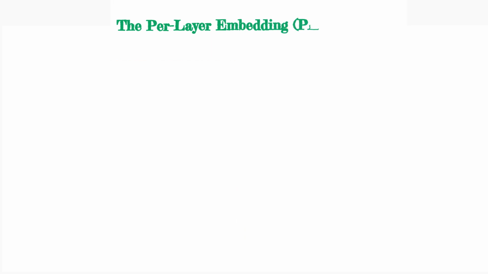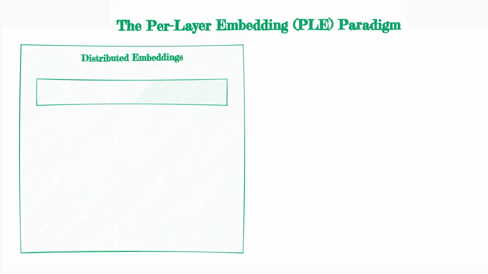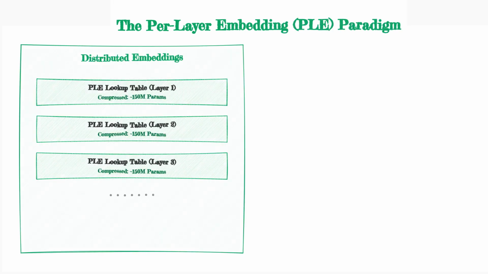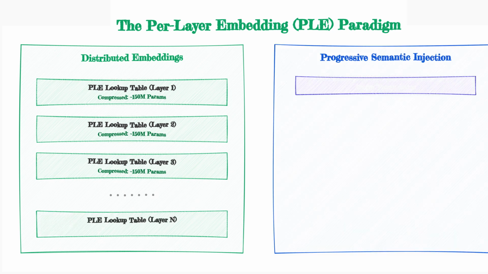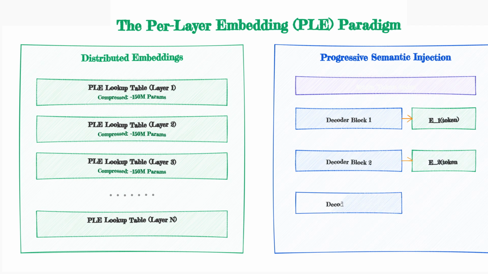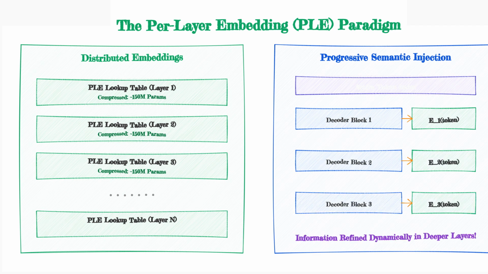Per-layer embeddings, or PLE, completely re-engineers this pipeline. Instead of a single massive input embedding table, PLE distributes the embedding parameters across the entire model. Each individual decoder layer is given its own small, specialized token embedding lookup. As the hidden representation passes through the network, it is dynamically combined with layer-specific token vectors.